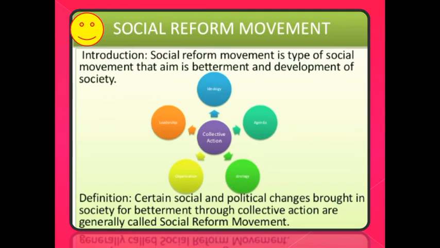Now here one diagram is given, collective action. In the blue circle above you can see ideology. Next to that, light green you can see agenda, parrot green strategy, yellow organization, and in the orange circle you can see the leadership. So all this is included in the collective action of a social reform movement.